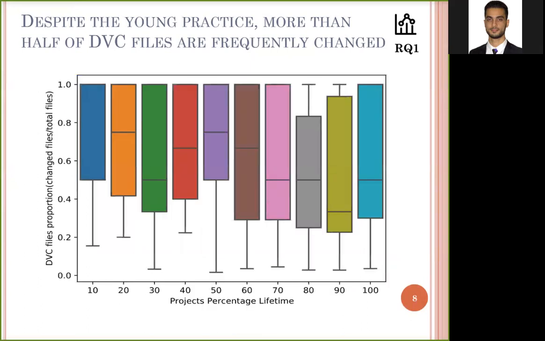On this plot, we compute the proportion of changed DVC files chronologically in the projects. We find that 50% or more of the DVC files in a project are changed at least once every one-tenth of a project's lifetime, which means that the DVC files are frequently changed during the project lifetime.